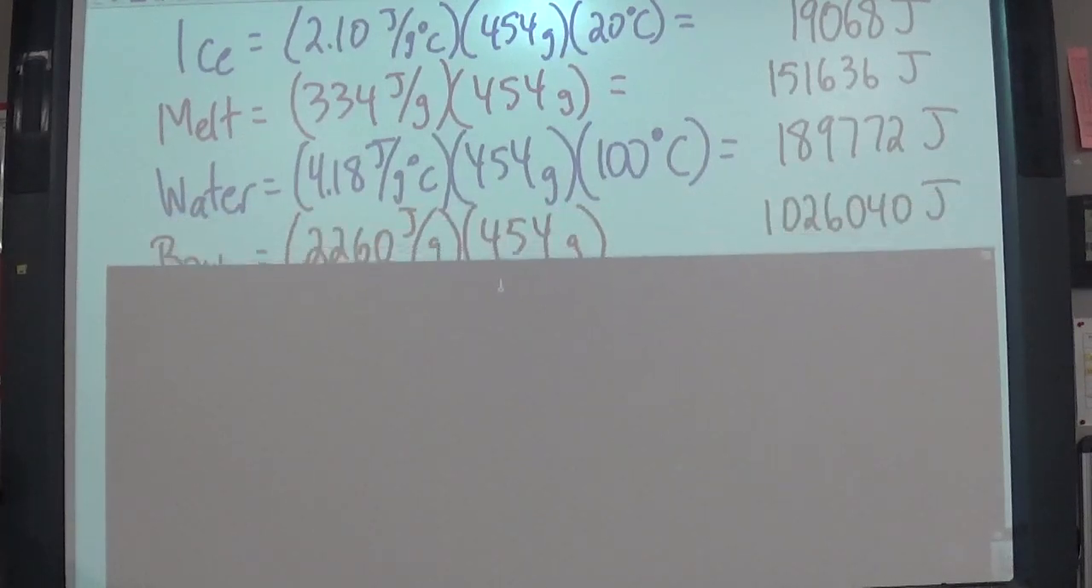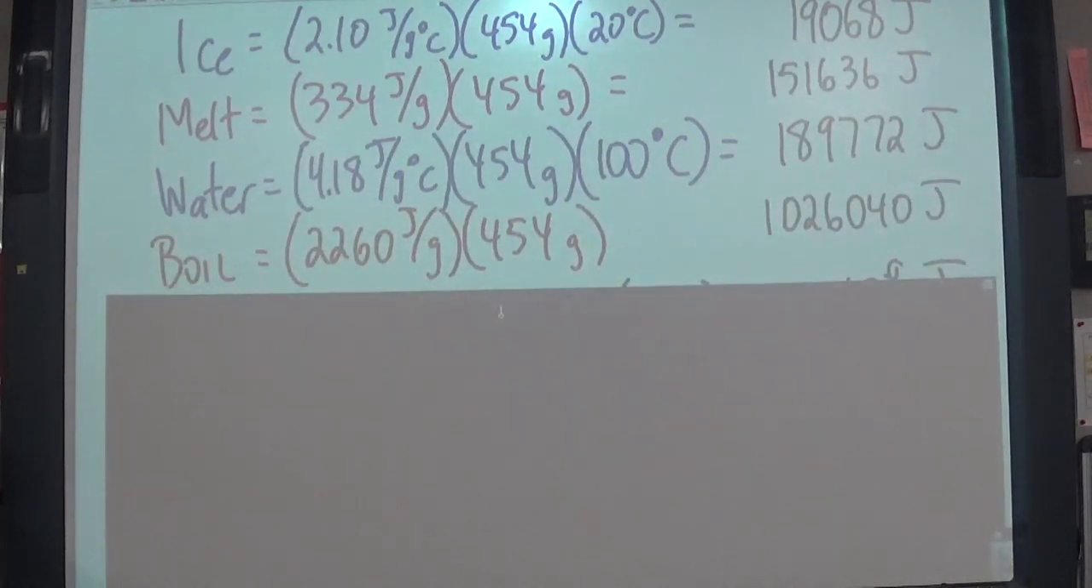Boiling water requires a lot of energy. It requires over 1,000,000 joules of energy. So it's the 2,260 joules per gram times the 454 grams. When you multiply those values, you get 1,026,040 joules. And again, I'm just writing down everything in my calculator. I'll round it once at the very, very end. That's a lot of energy to boil water.